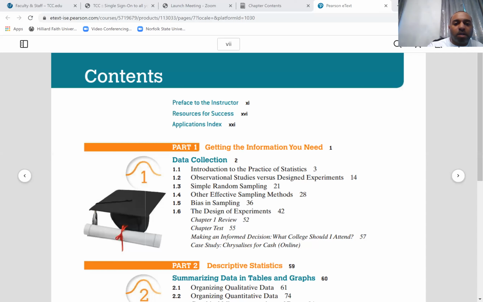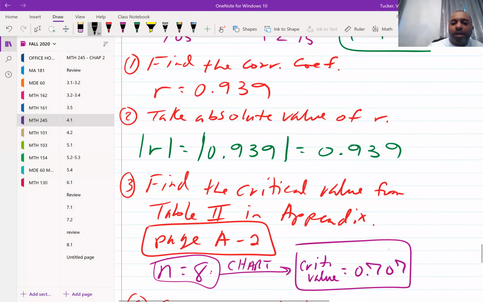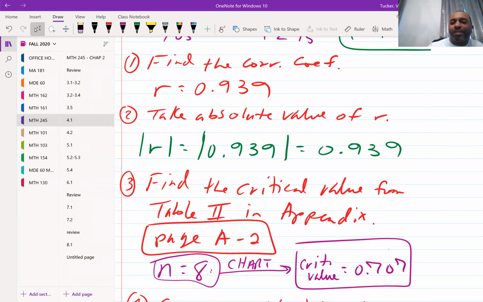Hold on. So was I sharing my notes? Did you guys see this when I was talking about it, or did y'all let me just talk? I don't know if you guys had the notes up when I was talking about absolute value. So this is what I was talking about right here. Absolute value of positive 3 is 3. Absolute value of negative 3 is also 3. And so we took the absolute value of 0.939, and that's what we got, which is positive 0.939. Absolute value always yields the positive result.